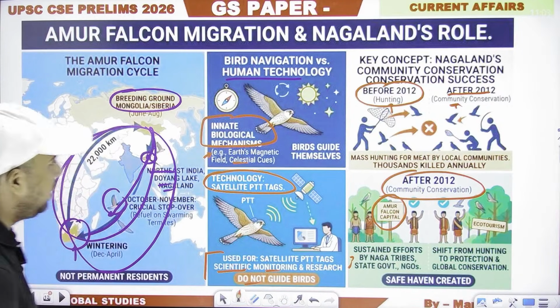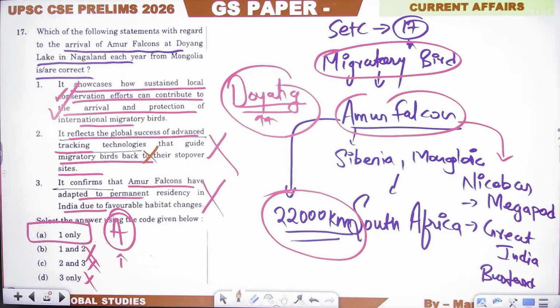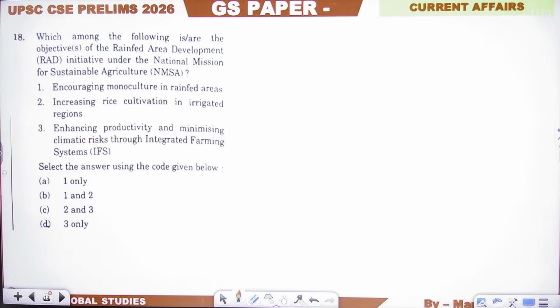That's why only statement 1 is correct; the second is not correct, nor is the third statement. To go with the A option. Now we'll move toward the next question. This question is question number 18.